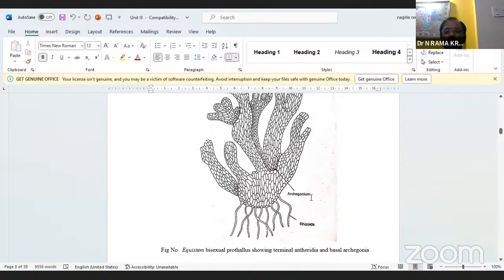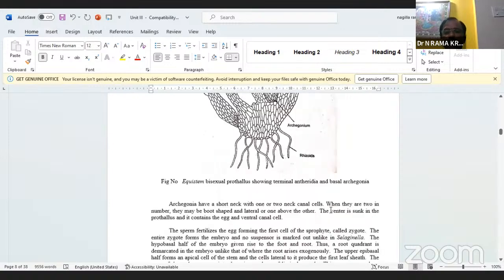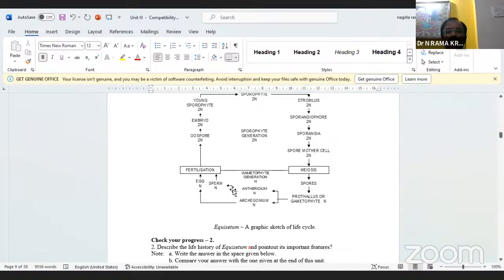Antheridia, and second is Archegonia. Here now you see this one. This Antheridia produces the sperms. Archegonia form the zygote. When the sperm goes to meet the egg, fertilization takes place.